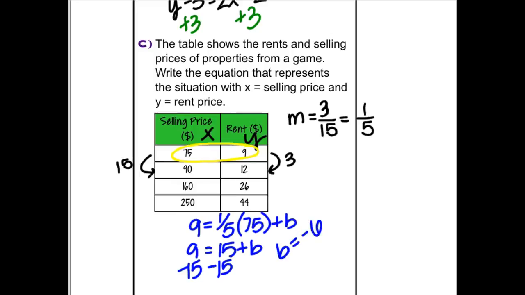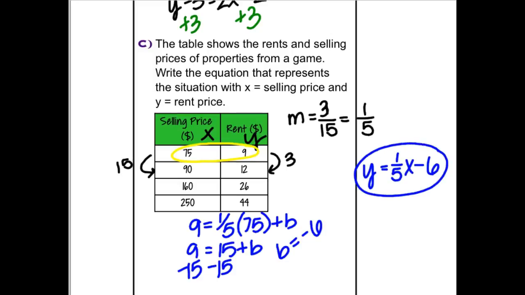So therefore, when I go through and rewrite it, I've got, put the y back in, our m is 1/5 still, x, put the x back in, -6, giving me my final answer.